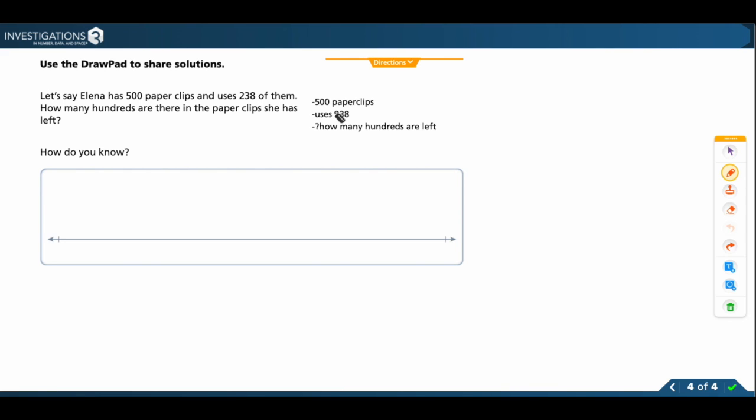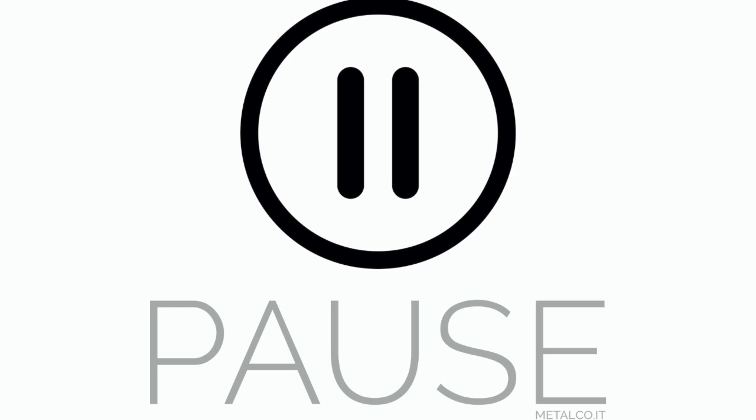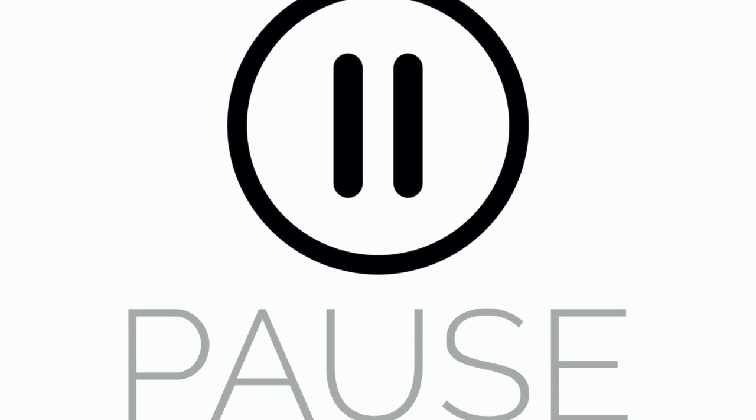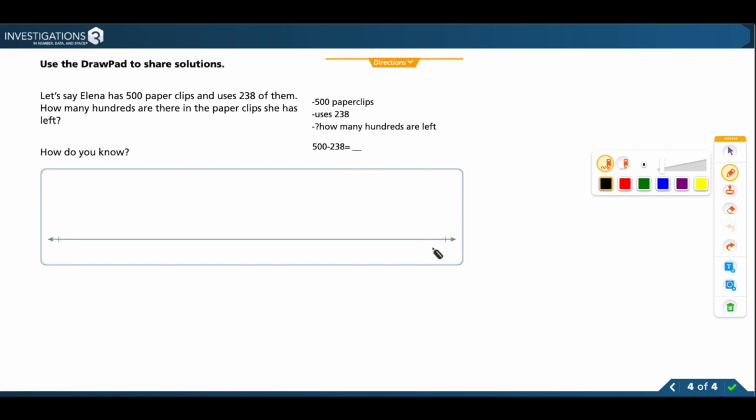So what is an equation that I can use to show this problem? I could do 500 minus 238 equals what? And all I want us to do is estimate right now. Pause me and think about, where am I going to start on my number line? I'm going to start on the right side since it's subtraction with 500. Now what am I going to take away?